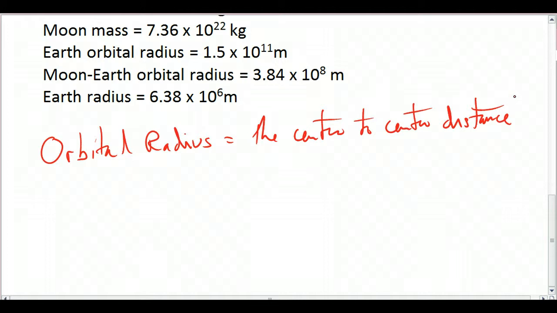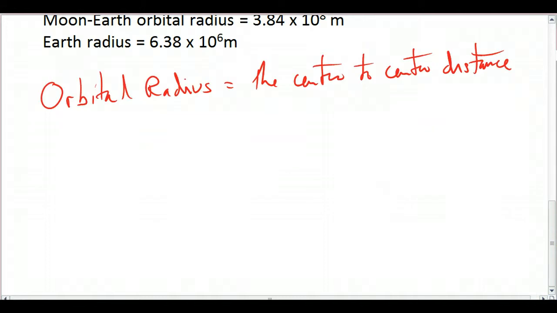So when I said Earth orbital radius above is 1.5 times 10 to the 11 meters, the Earth orbits the Sun. That number is from the center of the Earth to the center of the Sun. That's the number that you would use if you were doing a calculation about the force of gravity between the Earth and the Sun. I gave you the Moon-Earth orbital radius. So what is that? That's the distance from the center of the Moon to the center of the Earth. Not the outer edges. It's the center to center. Right? That's important.